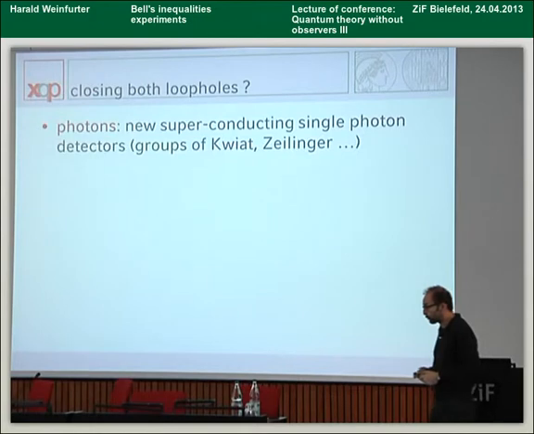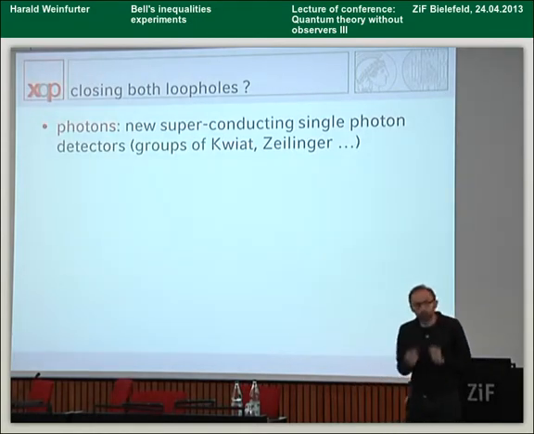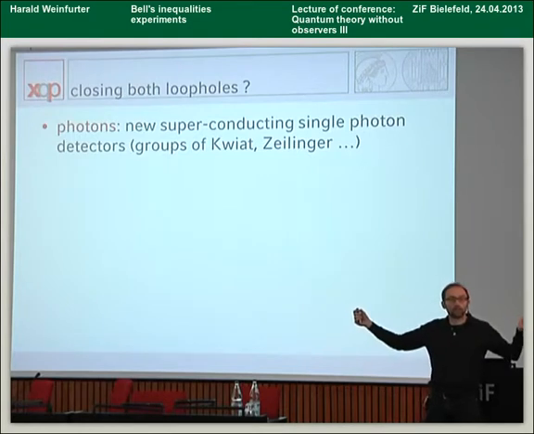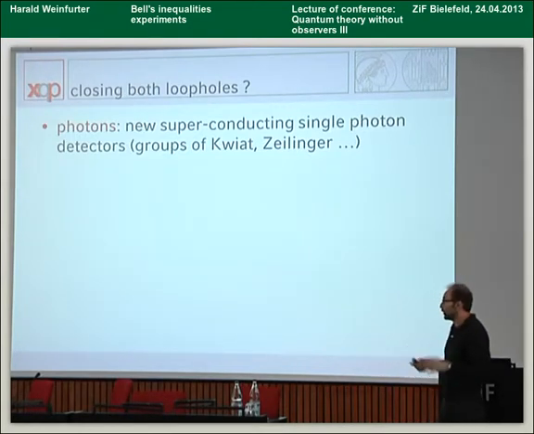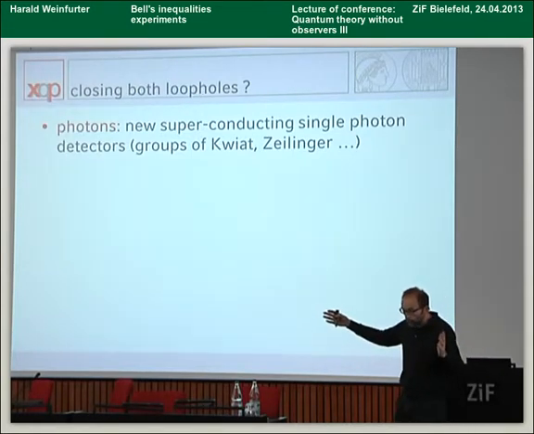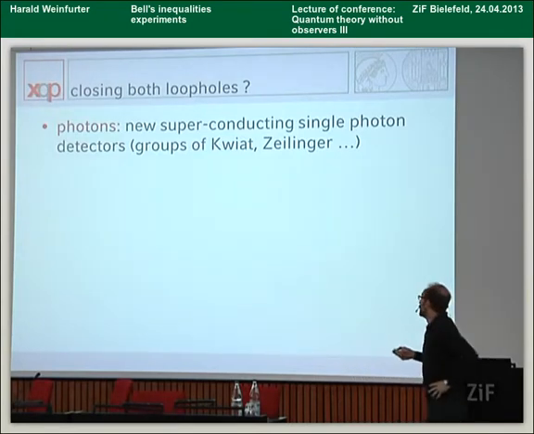So can we close both loopholes? Actually, there are experiments going on now with photons. So more or less similar to what we did in Innsbruck, now perhaps on a shorter scale, but the detectors are very fast. So this 100 nanoseconds allows you to make the experiments on a distance of, say, 50 meters only as well.